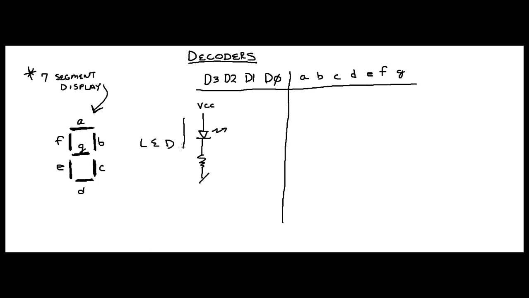So traditional current flows in this direction, okay? This portion up here, before the current goes through the diode, right? This is the anode, okay? And this part right here is known as the cathode.